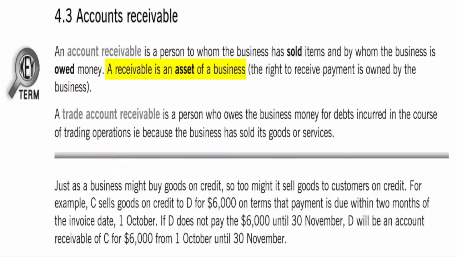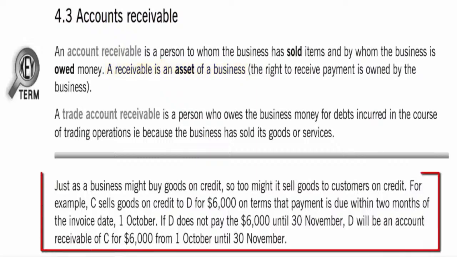So, when you look at a balance sheet, accounts receivable will always appear under the assets section, right alongside things like cash and inventory. Let's walk through a real-life example. Here's a practical example straight from your book to help you see how accounts receivable works.